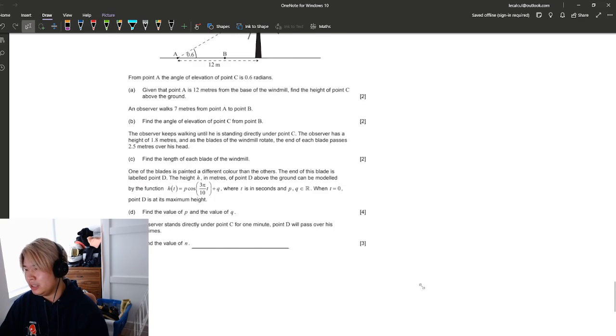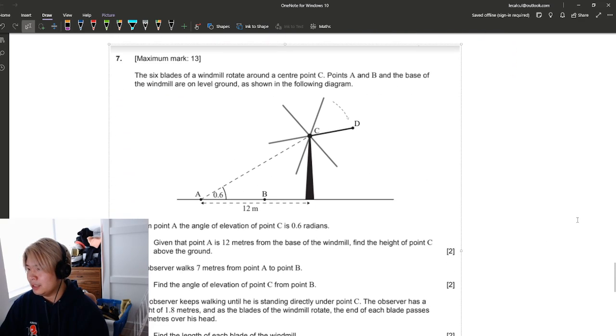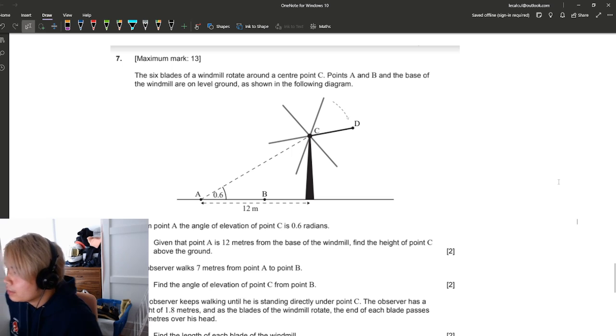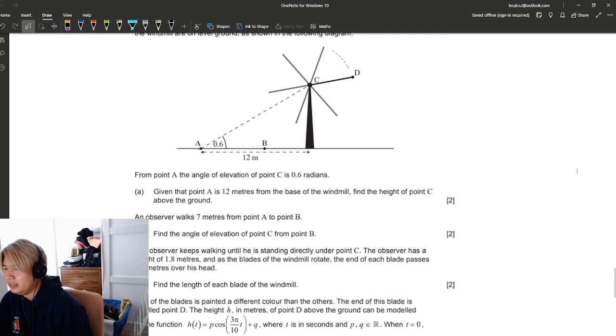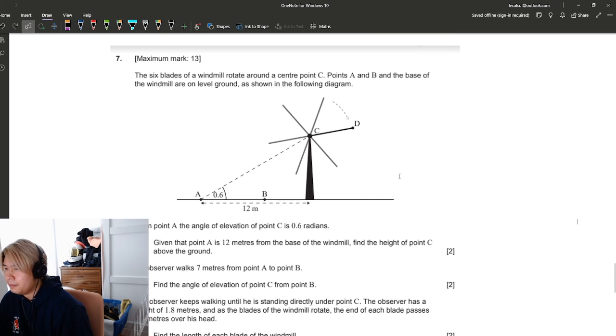All right, we're on to the long stuff. I think there's like 3 questions that are around 15 marks. So let's see what we got. Windmill rotating around like this. We got radian angle here. Okay, given point A is 12 meters from the base of the windmill, find the height of point C above the ground. Okay, that's easy enough.